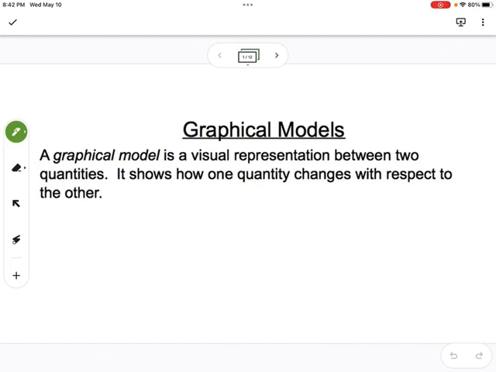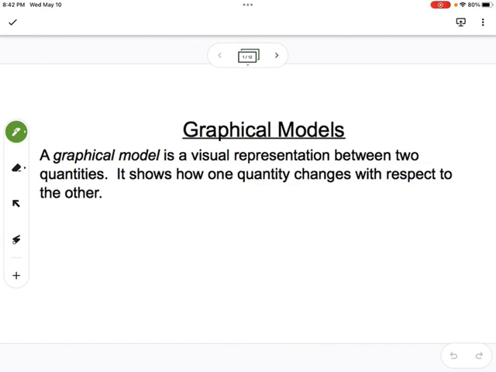Okay, so today we're going to be looking at different graphical models, and this is going to continue into the next few days. So we want to look at trends in graphs and rate of change. We're going to do that through looking at graphs that represent linear functions, quadratic functions, exponentials, all the types of functions that you've learned about so far.